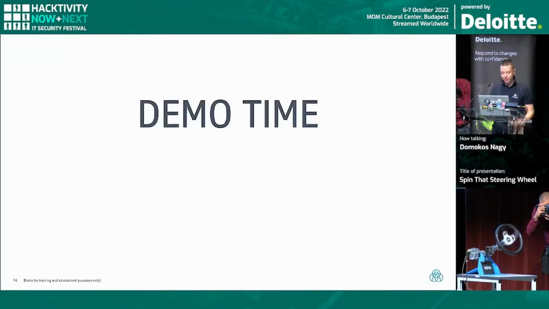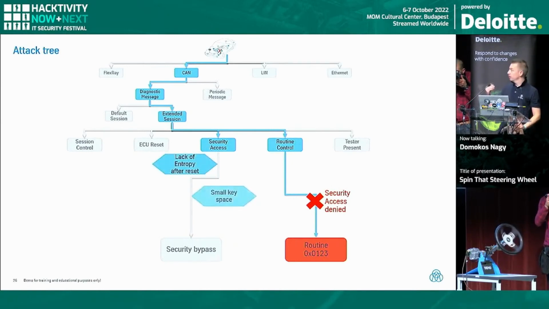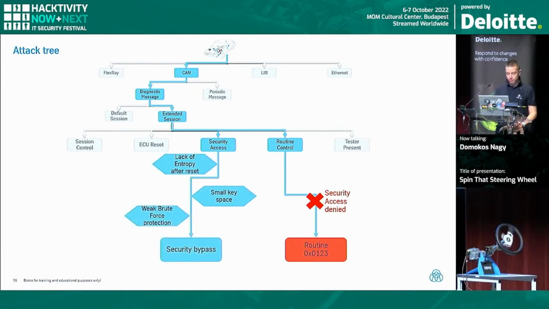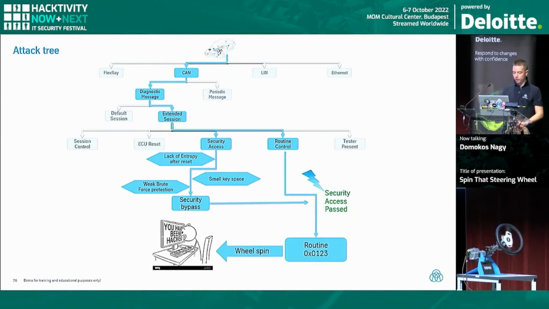So after this demo time, going back, we understand that we have routine and security access denied. We need to understand that there's a lack of entropy. In the first few seconds, we have no random, just a fixed seed. It means that there is no entropy. And a small key space, small seed, small key, and weak brute force protection, because we could try 5 keys each time, which means that we went through the whole process and security was bypassed. So what we see is the wheel spin.